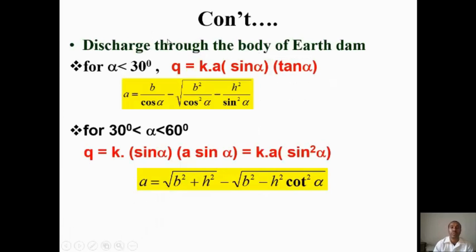For the discharge through the body of the earth dam, if the downstream inclination alpha is less than 30 degrees, you can use this equation: Q is equal to K times a sin alpha tan alpha, where a is B over cos alpha minus the square root of B square over cos square alpha minus H square over sin square alpha. The proof is already given in the lecture note in the handout; you can refer to it. It is very simple because it is a homogeneous earthen dam. For alpha between 30 and 60 degrees, you again use this equation, and a will be calculated using this equation.